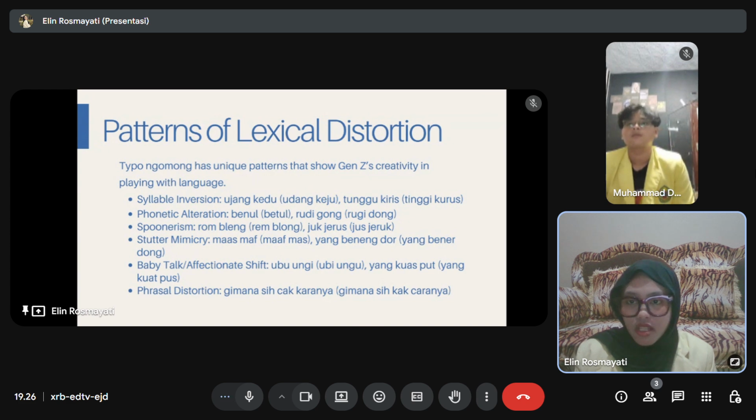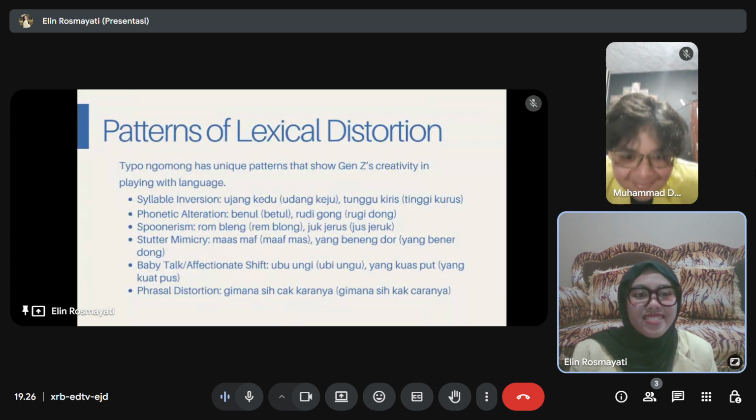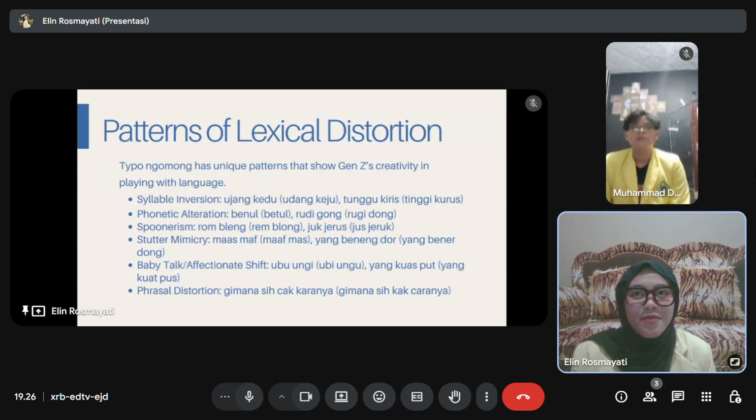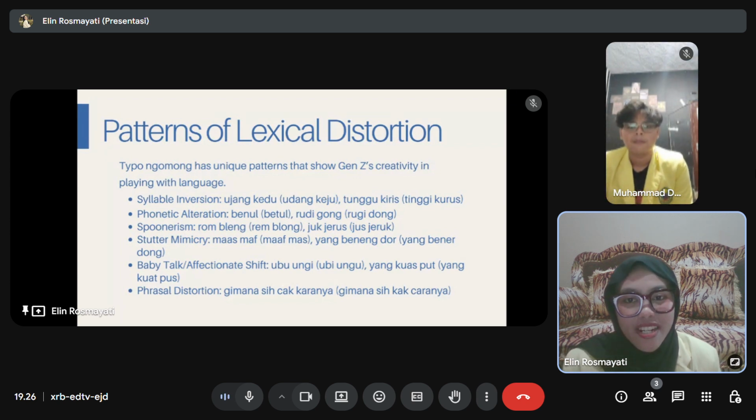And then the next one is stutter mimicry. For the example, maas maaf. It should be maaf mas, but we normalize and use maas maaf in daily life, like my partner Davin Sabian always uses in class when we do some jokes in our community or our class. And then the second one is yang beneng dor. It should be yang bener dong.